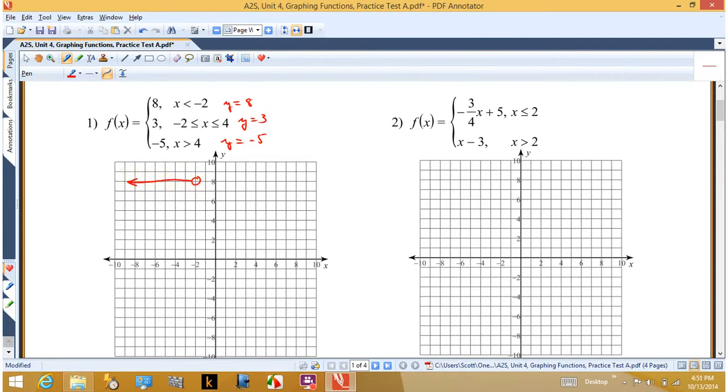And then the values where x is less than a negative 2. For the next piece, we're going to have y equals 3, and it's going to exist between a negative 2 for x and 4 for x. So a negative 2 for x is here, and we can see it's going to have a closed dot because of the equal to sign. So there is y equal to 3, and it's going to go all the way from x is a negative 2 to x equal to 4.